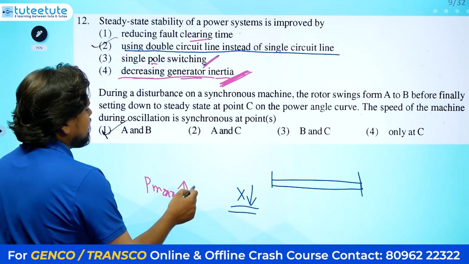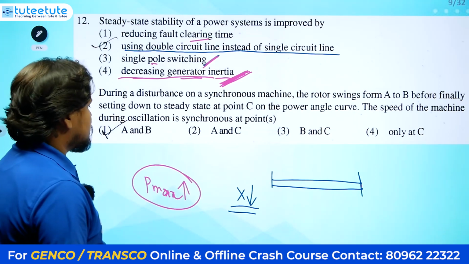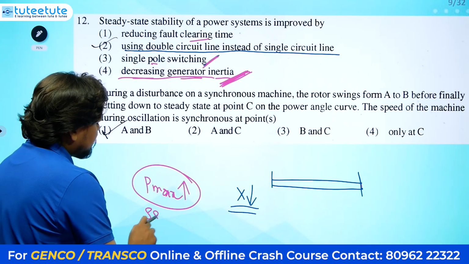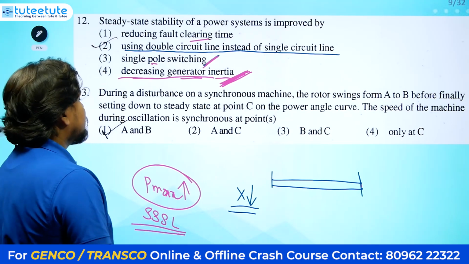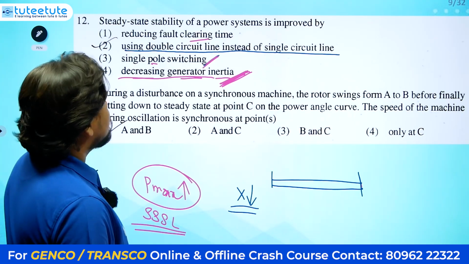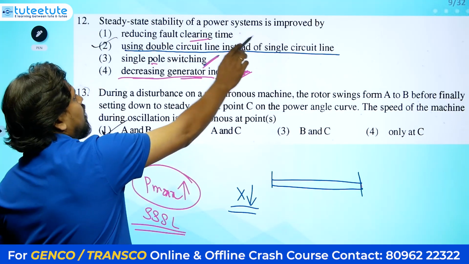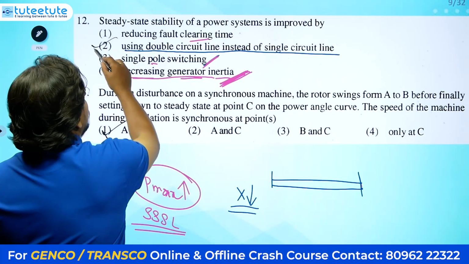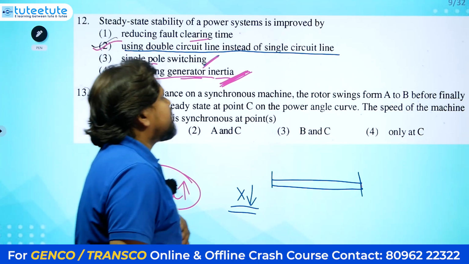will increase. Whenever P max increases, it is improving the steady state stability limit. Steady state stability is increased. The steady state stability of the power system is improved by using a double circuit line instead of a single circuit line.